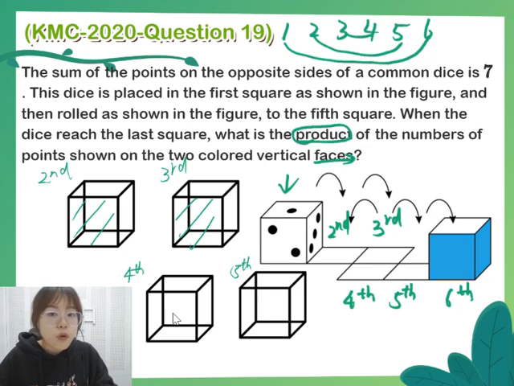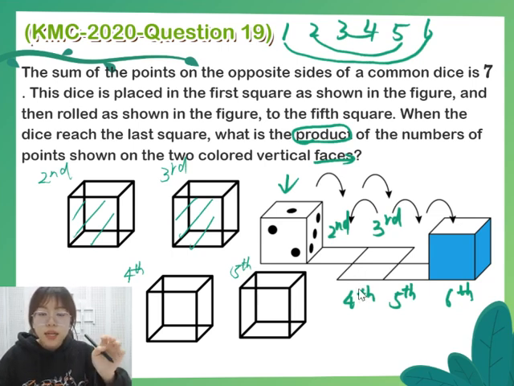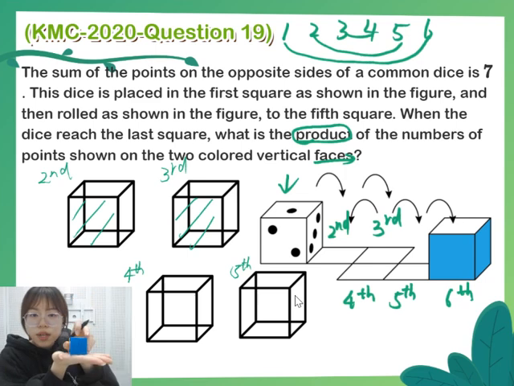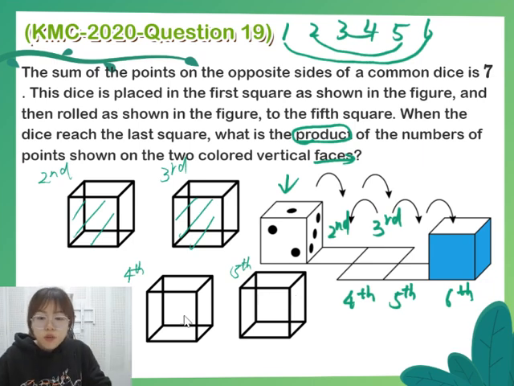What about the fourth? From the third position to the fourth position, it rolls front. So that means, okay, let me show you. When it rolls front, the front face changes to the bottom face. So for the fourth one, the 2 is going to be at the bottom. Understand? The 2 is going to be here.